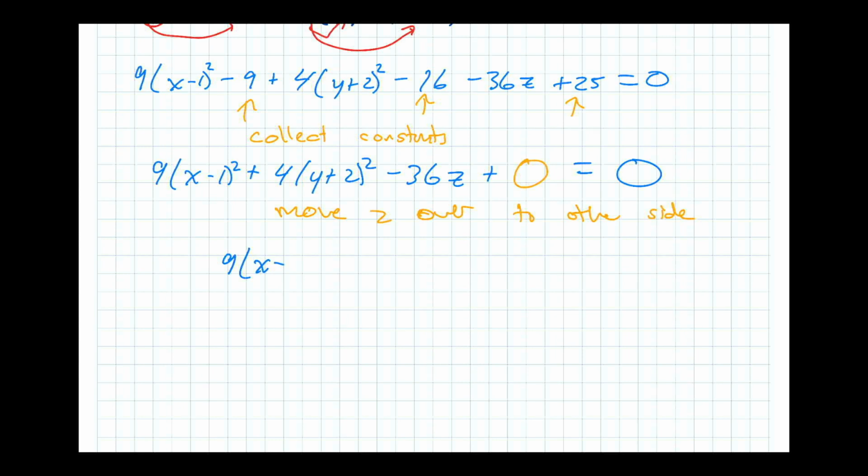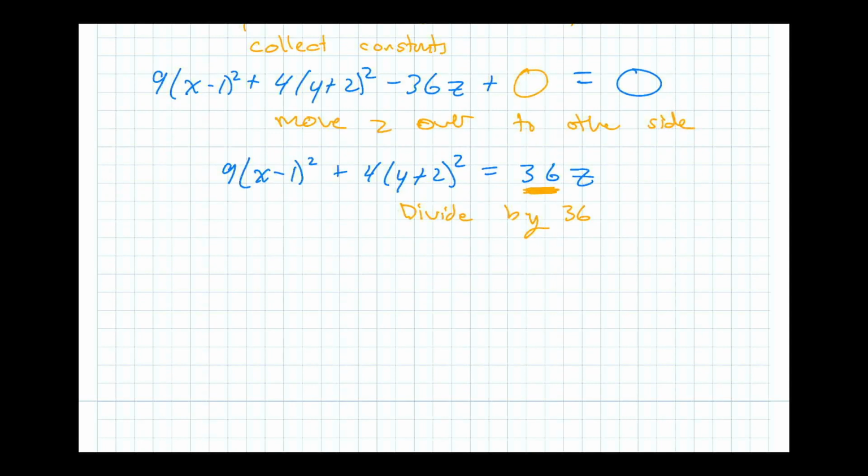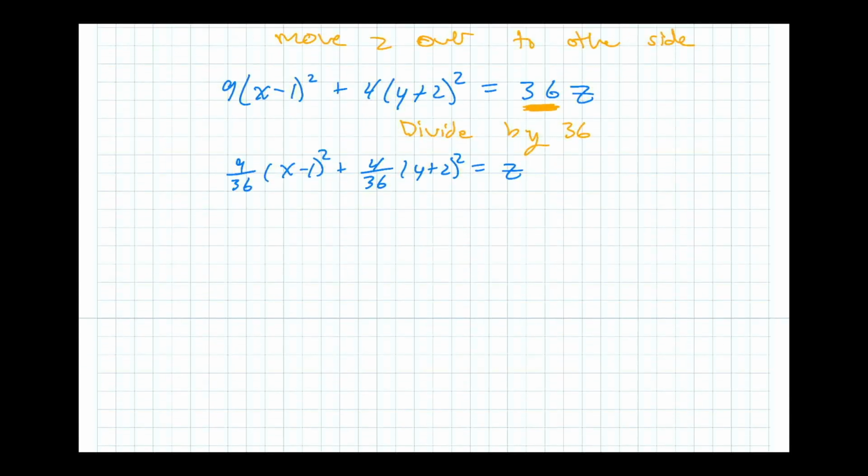So 9 x minus 1 squared plus 4 y plus 2 squared equals 36z. That's almost what it looks like, but we also know that they don't leave a number here. So we should divide off that 36. If we do that, we get 9 over 36, x minus 1 squared, plus 4 over 36, y plus 2 squared equals z. And we can simplify those fractions.